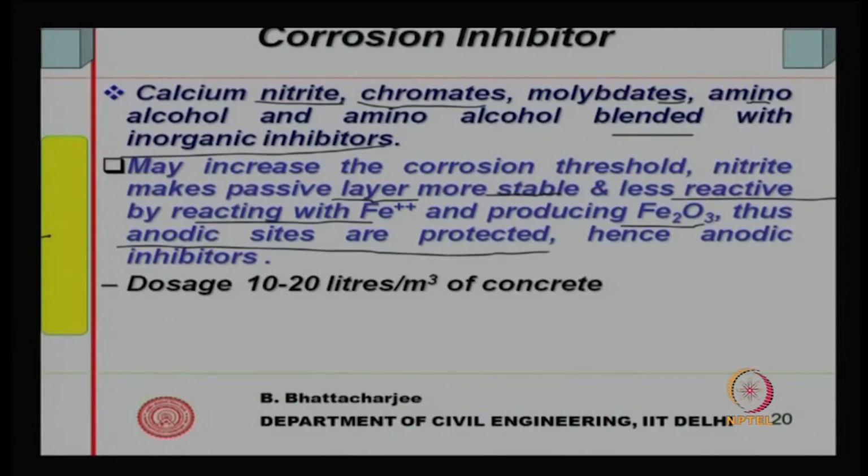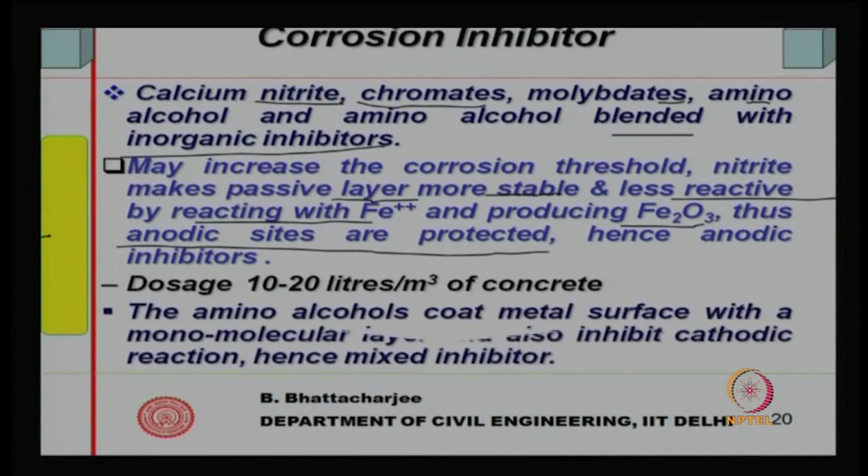Nitrites essentially do this job. They react maybe with the Fe, but then finally Fe2O3 or such oxides should be forming at the surface of the rebar, reacting with Fe and then producing Fe2O3 at the second stage, and thus protecting the steel. Opposed to this, there are some others which are cathodic inhibitors. Now, dosages are 10 to 20 liters per meter cube of concrete, as we can see.